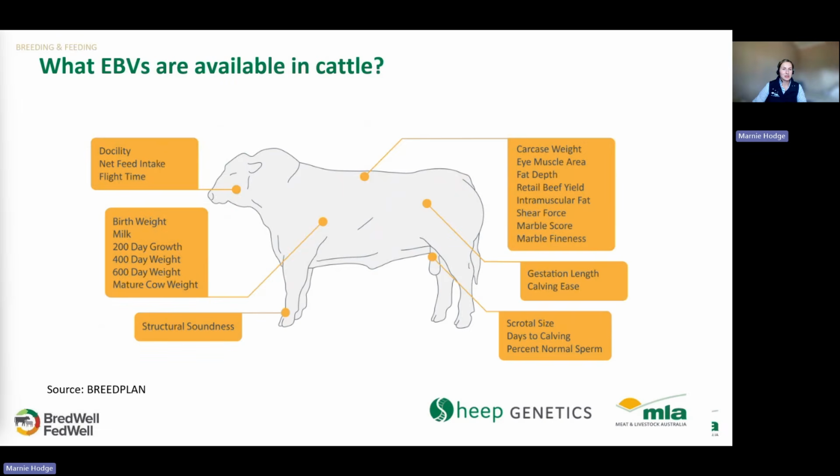Likewise, in cattle, we similarly report key trait groups. So we've got growth traits like birth weights, milk, 200, 400, and 600 day weights, as well as mature cow size and weight. We report growth and eating quality traits like carcass weights, eye muscle area, intramuscular fat, and marbling. Reproduction traits such as scrotal size, days to calving, percent normal sperm, as well as behavioral and structural traits like structural soundness, docility, flight time, etc.